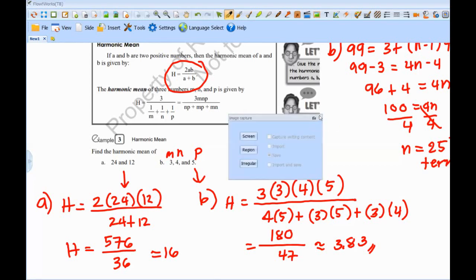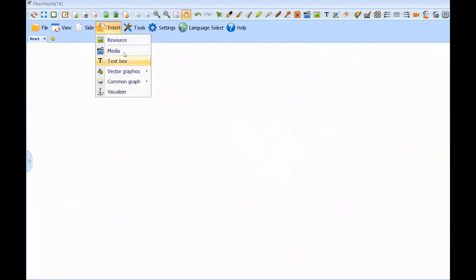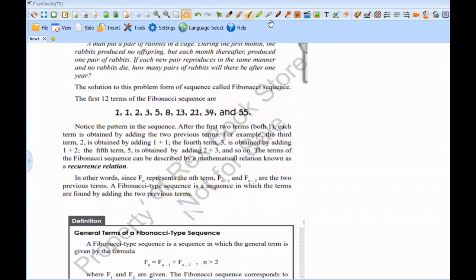So let us try this Fibonacci sequence. Look at these terms. 1 plus 1, you will get 2. 1 plus 2, you will get 3. 2 plus 3, you will get 5. 3 plus 5, you will get 8. 5 plus 8, you will get 13. 13 plus 8, 21. And so on.